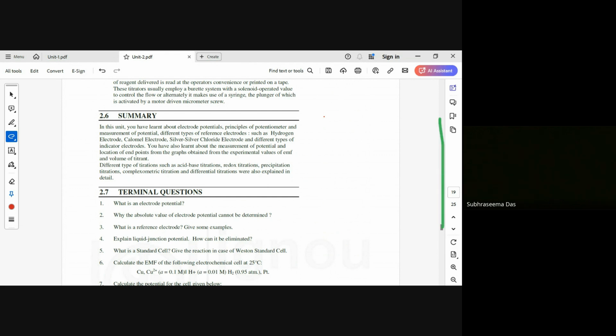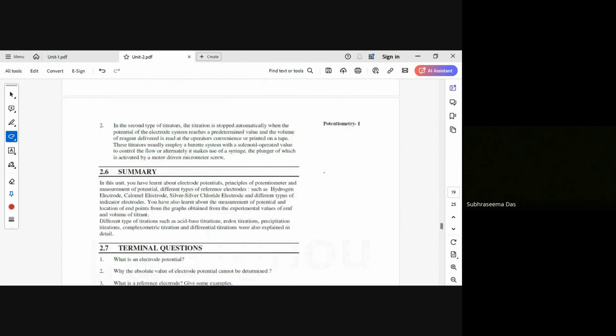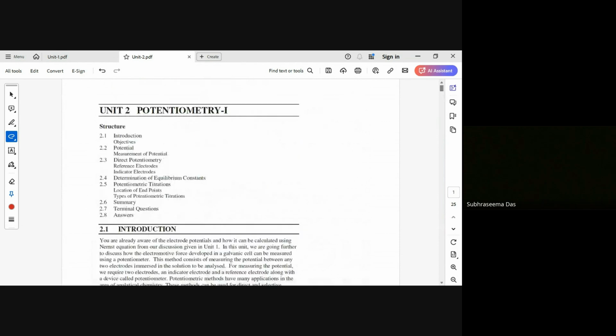The next chapter concerning the other electroanalytical techniques will be discussed in the next class. So any doubts for today?